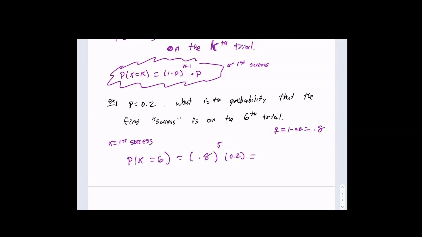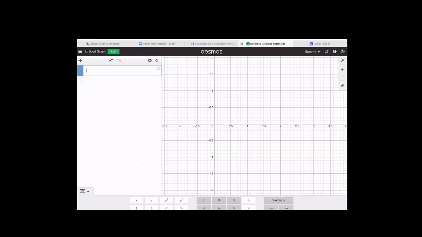What does that give me, though? Can anybody put that into their calculator? And someone's saying 0.06. So 0.8 raised to the 5th power times 0.2. We'll go closer to 0.07.